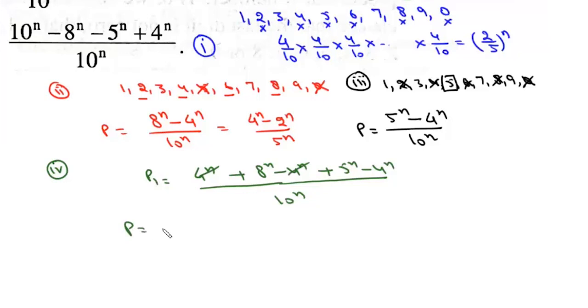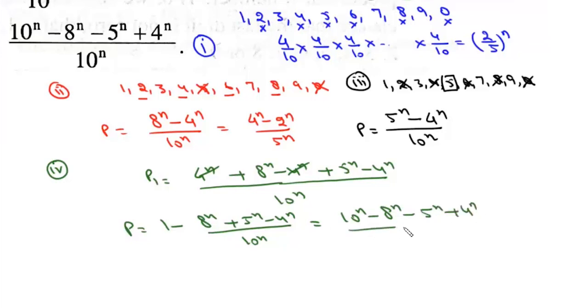So the required probability is the complement of this. So it will be 1 minus 8 to the power n plus 5 to the power n minus 4 to the power n upon 10 to the power n. So it will be 10 to the power n minus 8 to the power n minus 5 to the power n plus 4 to the power n divided by 10 to the power n, and this is what we need to prove in this question.